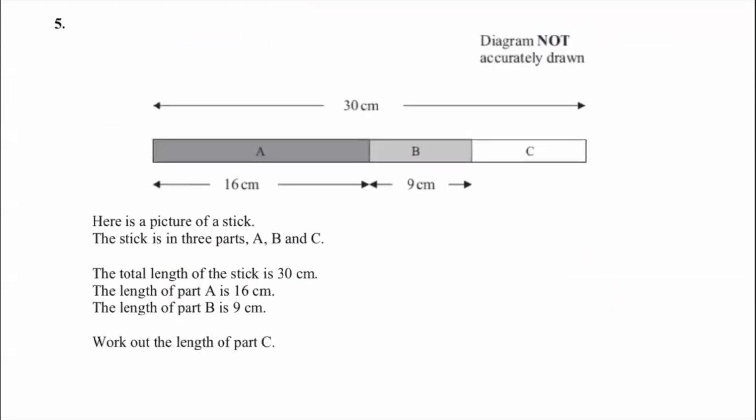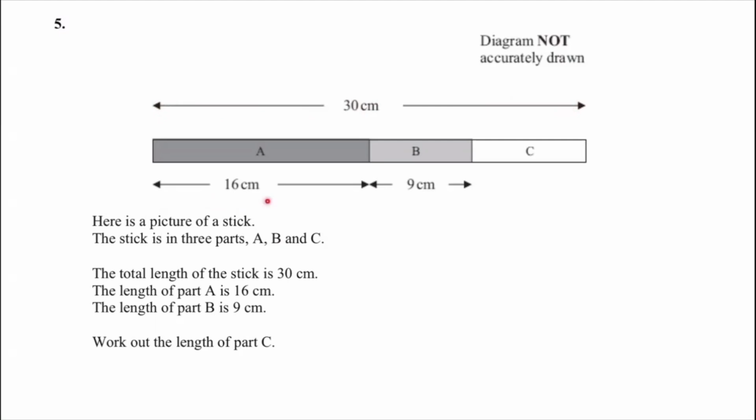Okay, so this is quite a wordy question, which can be really off-putting, but the maths in this question is pretty straightforward once you can pull it out of the question. So try not to get too bogged down by the story itself. So we're told that we've got a stick that is in 3 parts, A, B, and C. The total length is 30, which they've shown us in the diagram here. The whole of the length is 30.